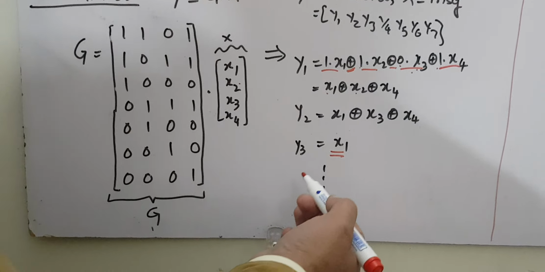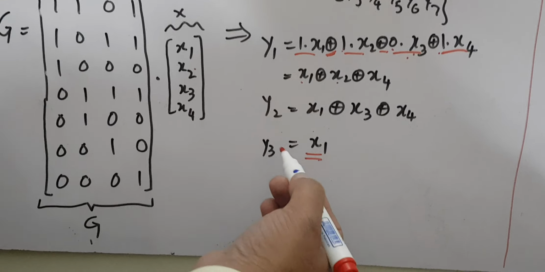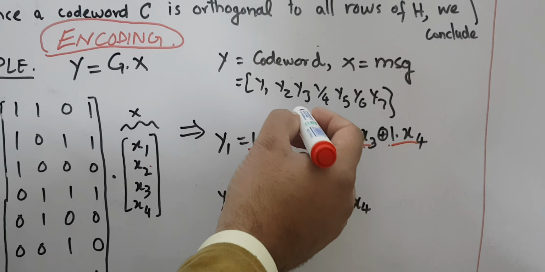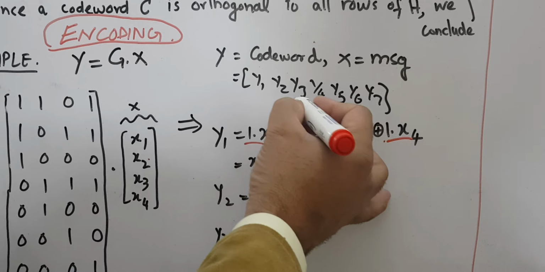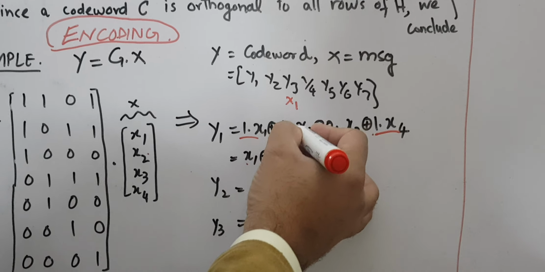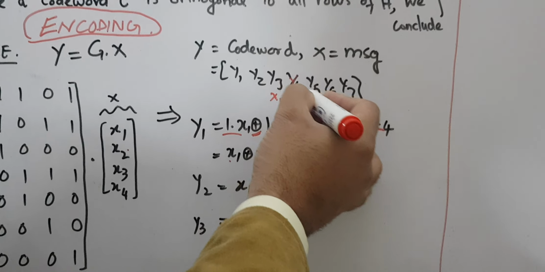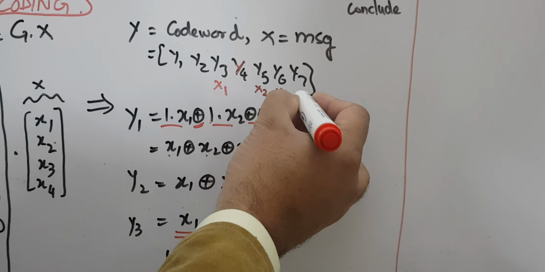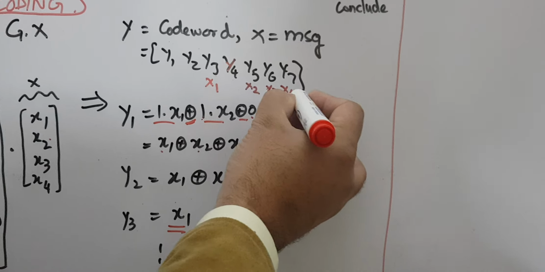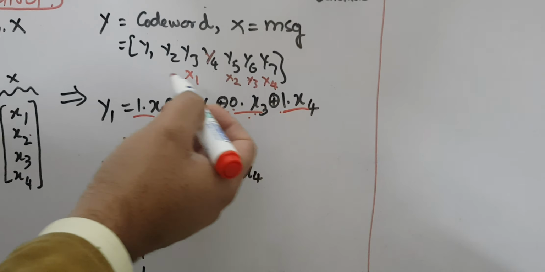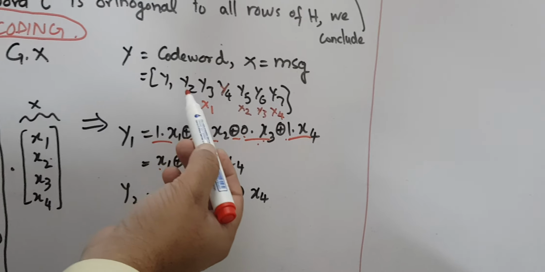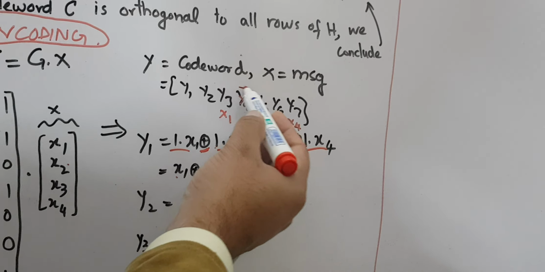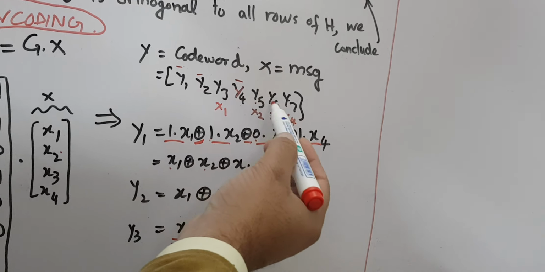From here you can easily say the position of your message bits in this particular code word. Y3 is equal to x1. Similarly in your code word, the others will be equal to x2, x3 and x4. So these are the message bits in your code word. The other ones, y1, y2, y4, these are the parity bits, and these are the message bits in your code word.